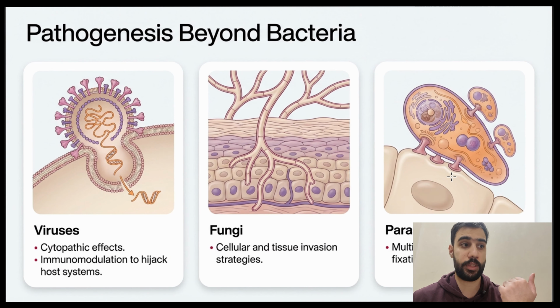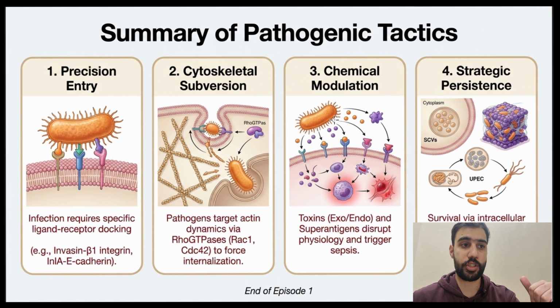If we get into a summary, it is adhesion and entry, change of the cytoskeleton, so we can have endocytosis. Then we have the chemical modulation, where we will have endotoxins, exotoxins, and the immune reaction. And then when we have the immune reaction, we will have the strategic persistence, which can be inside the cell, by biofilm or small intracellular colonies, the small colony variants.